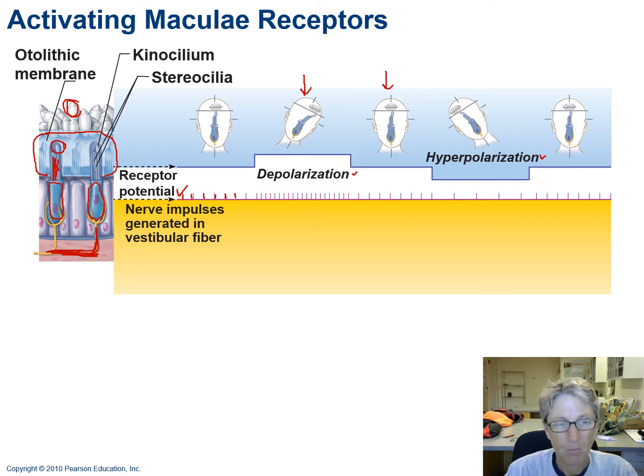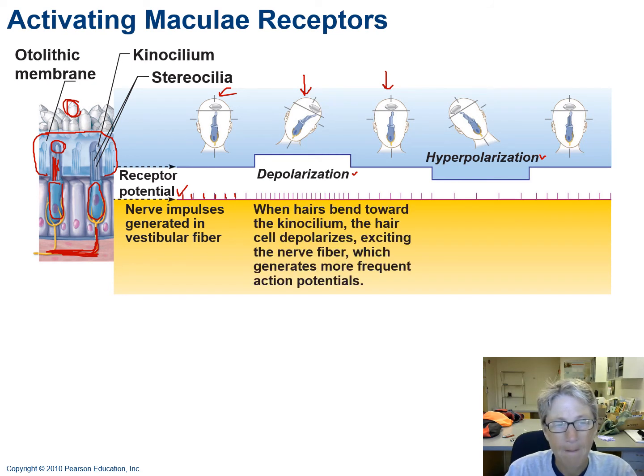Just as a baseline, nerve impulses are generated in the vestibular nerve when your head is like this. So you haven't tilted it either way. You've got a baseline low frequency of action potentials generated in the vestibular nerve.